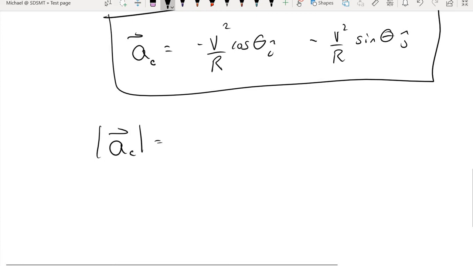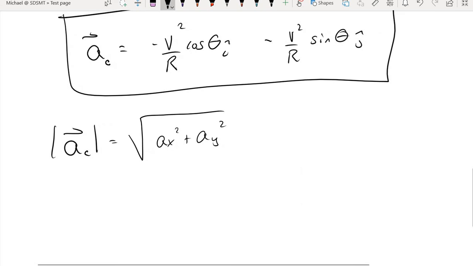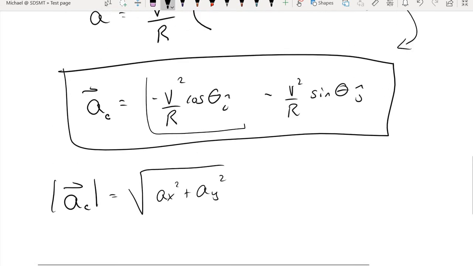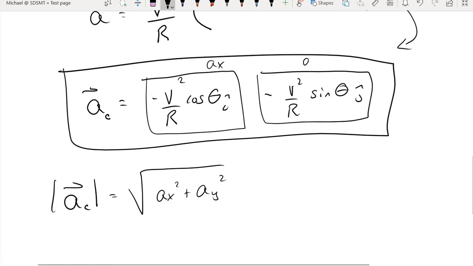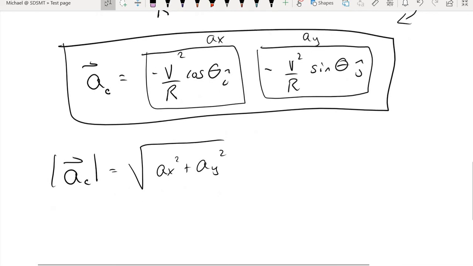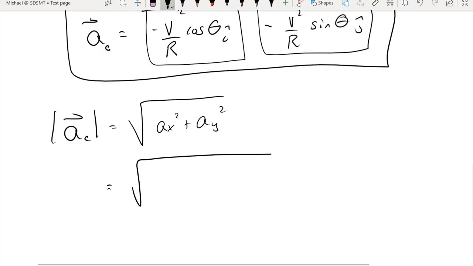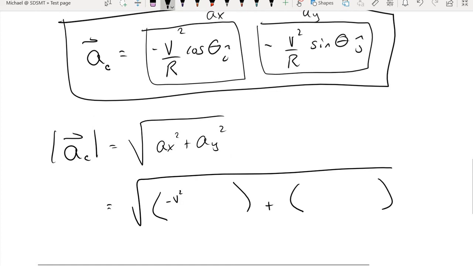So now I want to know the magnitude. And so your brain should be singing the magnitude mantra, which is the square root of the sum of the squares of the components. So this is what we have in front of us. We have the x component and the y component of our centripetal acceleration vector. So we're going to put these into our square root of the sum of the squares expression, v squared over r cosine theta, v squared over r sine theta.